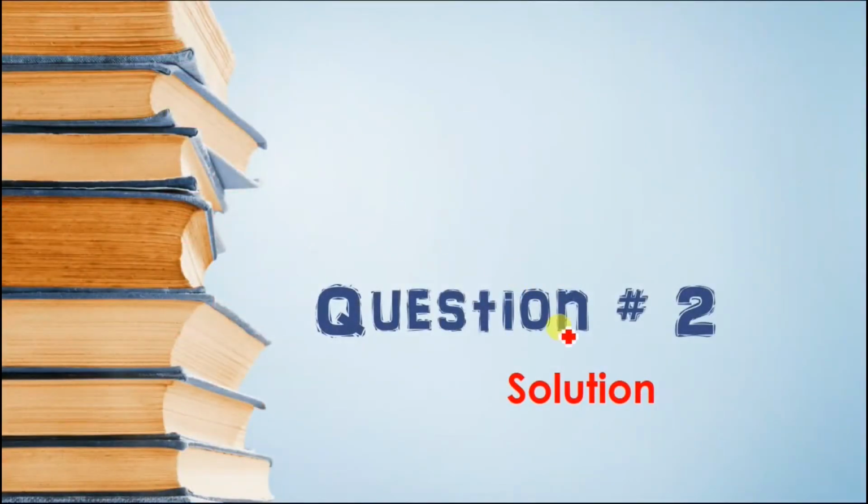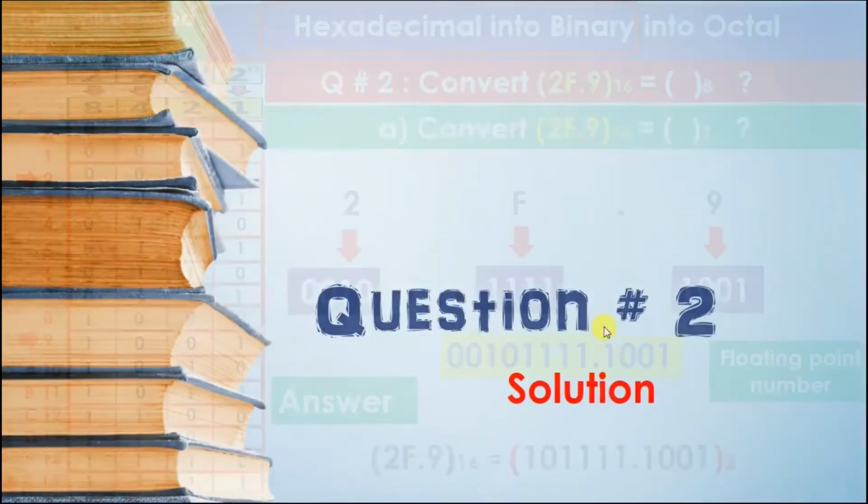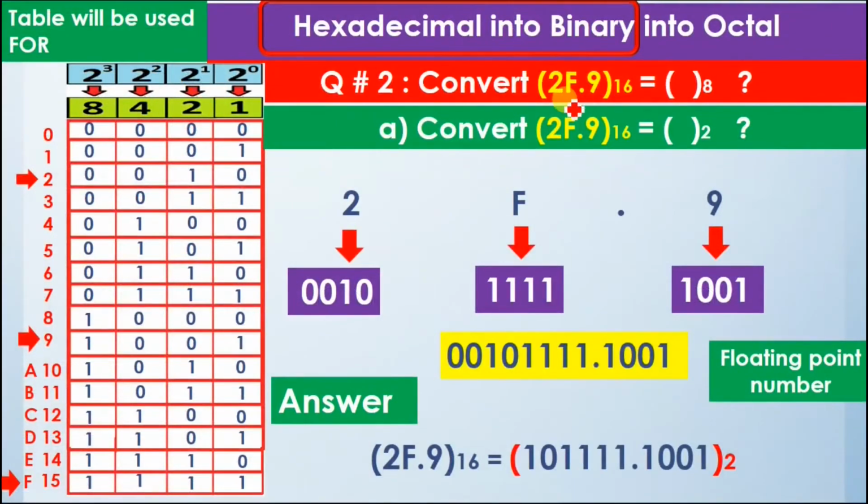Okay, next we move to the solution of question number 2. So here we have to convert a hexadecimal number into octal. And we know that when we convert hexadecimal into octal, first of all, we will convert hexadecimal into binary and then this binary into octal. So here is part A. First of all, we will convert hexadecimal into binary. So we have the number 2F.9 here. So we will look at the table.